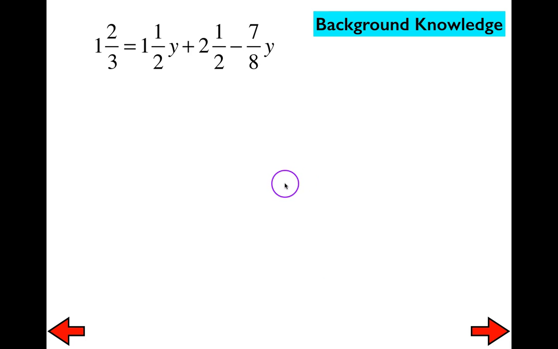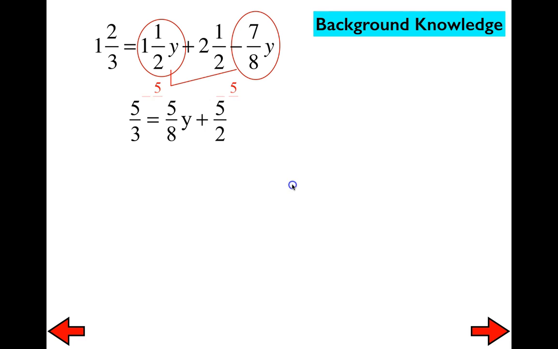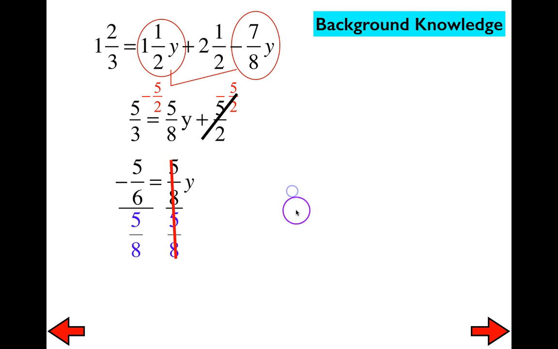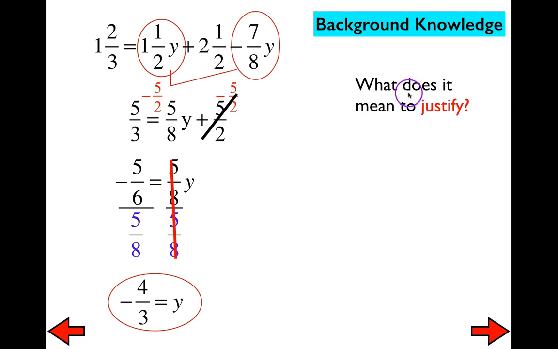So, quick background knowledge. You should remember this from the previous lesson. We were working on multi-step equations. So in this case, we would have combined like terms. Then we would have gotten rid of the constant and then gotten rid of the coefficient to get an answer for our variable. Then here, real quick, what does it mean to justify?